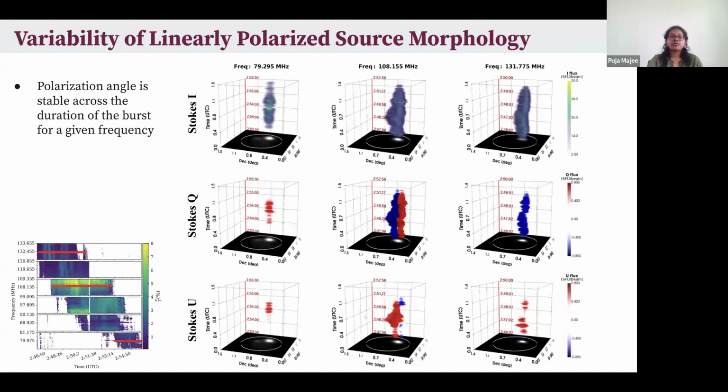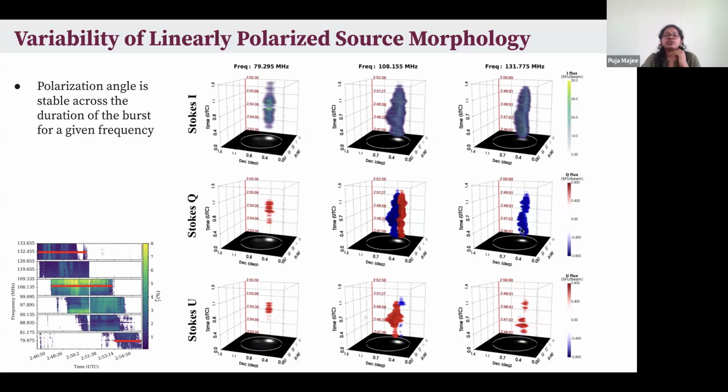Now, when we looked at the variability of the source morphology, these are again the same set of plots, but the upper panel is showing Stokes I, Stokes Q, and Stokes U. And as you can see here, in Stokes I, again, we do see variability in source sizes as well as their locations. But when it comes to Q and U, the variability is much higher. But very interesting to show here, even at different frequencies, the Stokes Q signature as well as the U signatures are very different from each other.